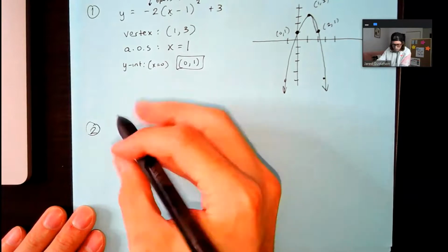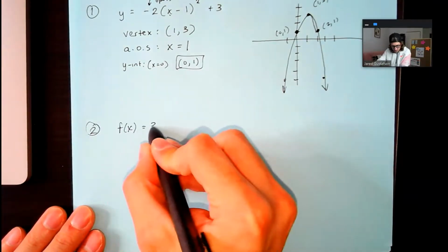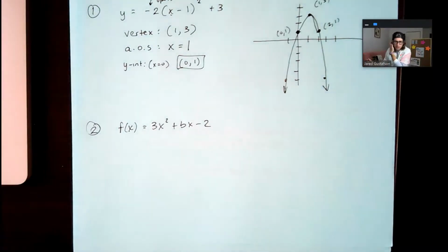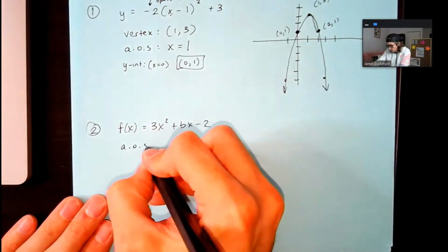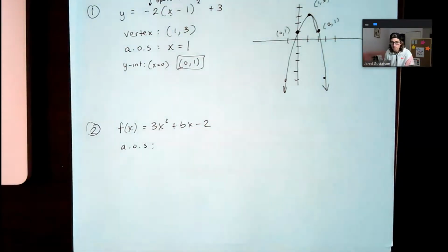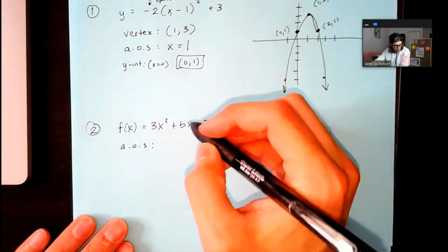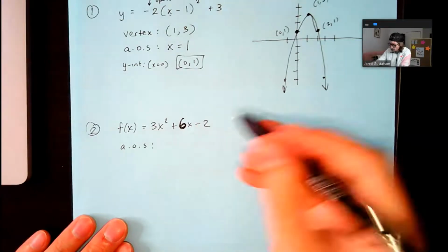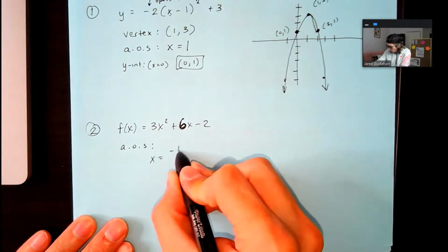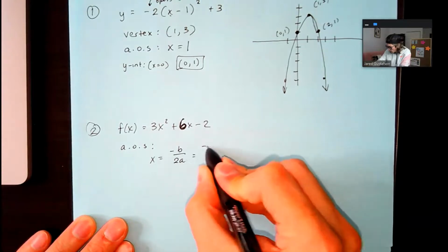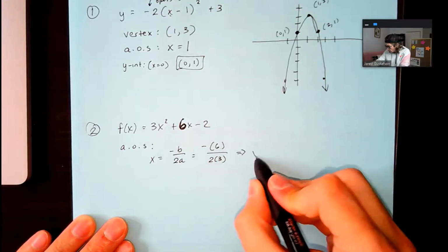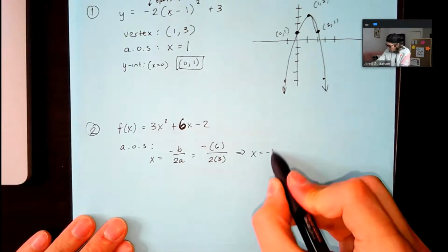Number 2, we're going to start with something in standard form this time. So I'm going to actually find the axis of symmetry first for this one, because the axis of symmetry will help us find the vertex. Oh, this looks like a B. I'm sorry. That's supposed to be a 6. So remember, we're going to do the opposite of B over 2A, which is the opposite of 6 over 2 times 3. So our axis of symmetry is at -1.